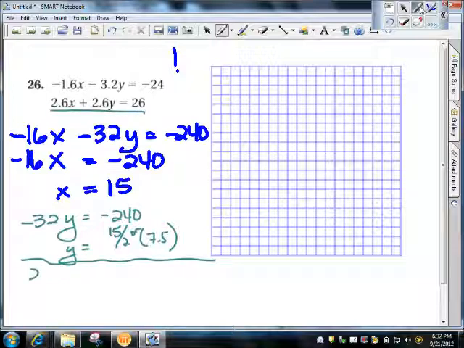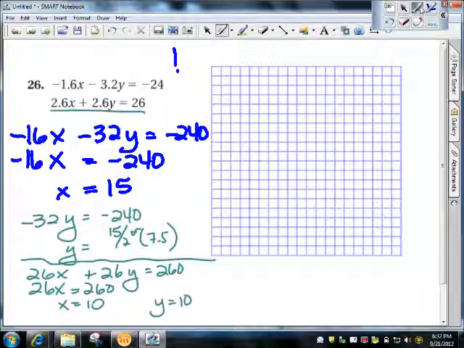So for the other one, I'm going to multiply everything by 10 again. 26x plus 26y is 260. Oh, this is not hard. So 26x is 260 for the x-intercept. X is 10, and y is going to be the same thing. So I know how I need to number this thing now. I really don't need quadrant 2, 3, or 4.